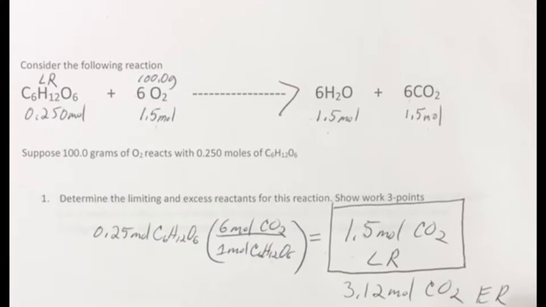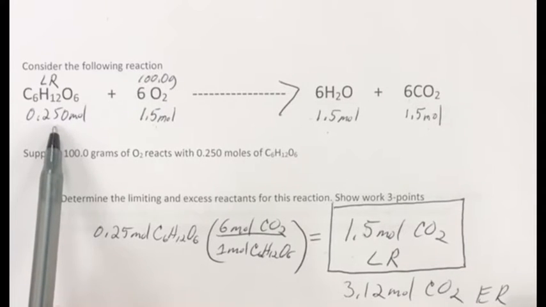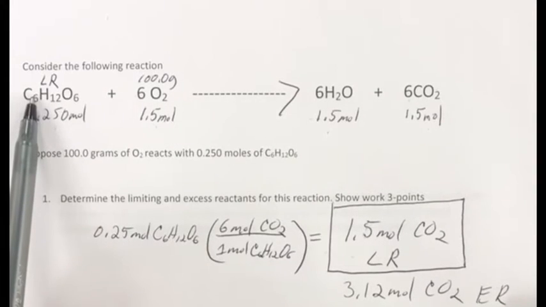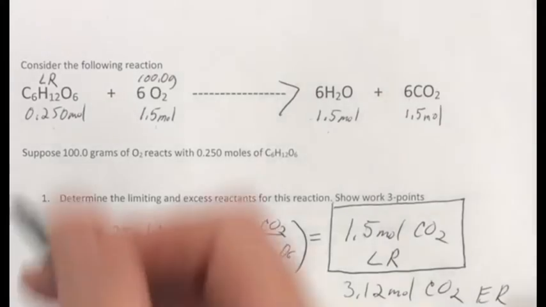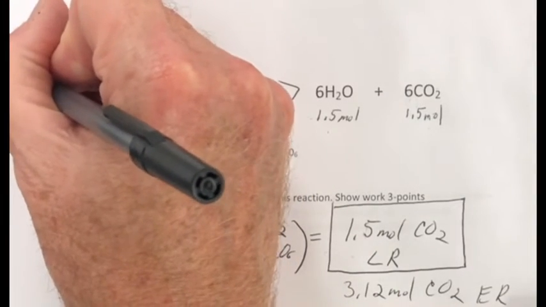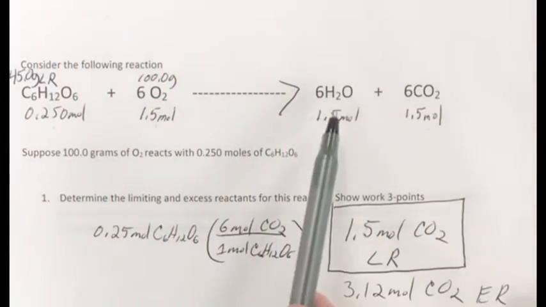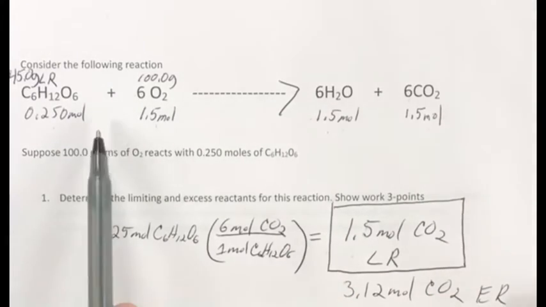Well, let's figure out the gram quantity here, and we'll put the gram quantity up top. The molecular mass of glucose is 180.0 grams per mole. So 0.250 moles times 180 gives 45.0 grams. I'll put that here. How many grams do we have of each of these that are produced from the reaction?